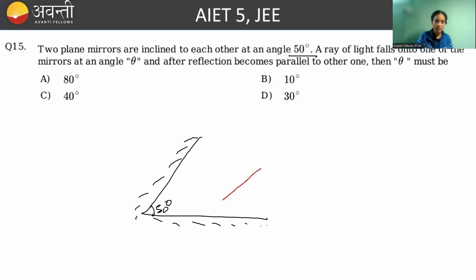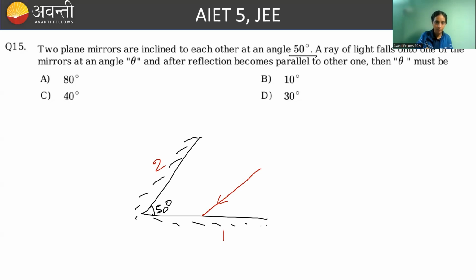So let it fall on this mirror. Call it mirror 1, call it mirror 2. Okay, and it is falling at an angle theta. Then a ray of light falls onto one of the mirrors at an angle theta, and after reflection becomes parallel to the other, then theta must be equal.